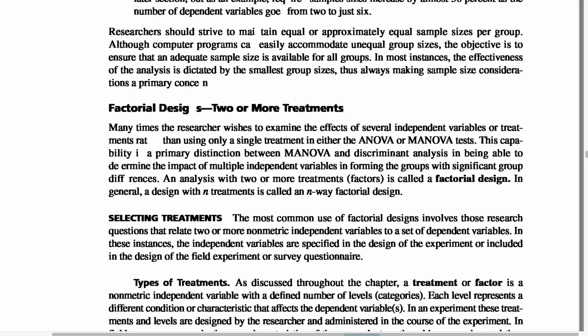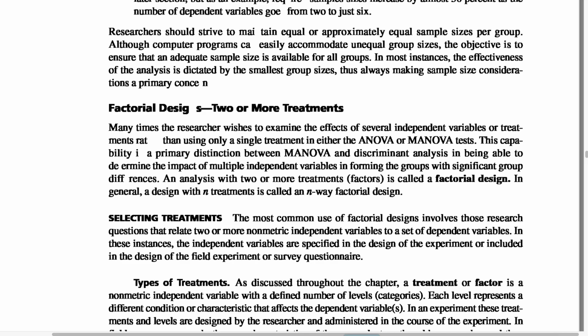Factorial design: two or more treatments. Many times the researcher wishes to examine the effect of several independent variables or treatments, rather than using only a single treatment in either the ANOVA or MANOVA test. This ability is a primary distinction between MANOVA and discriminant analysis, being able to determine the impact of multiple independent variables informing the groups with significant group differences. An analysis with two or more treatment factors is called a factorial design.